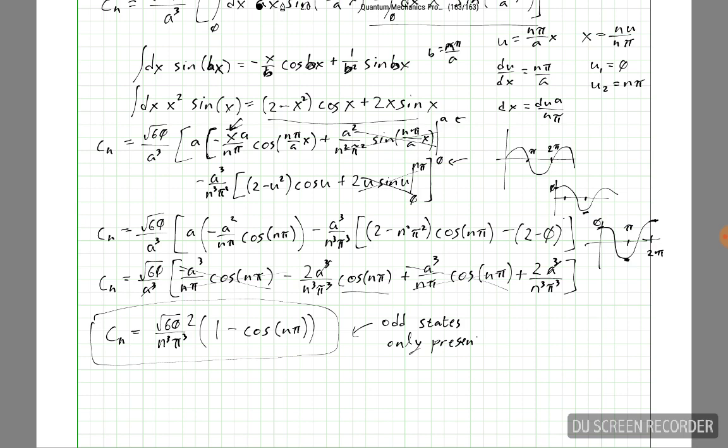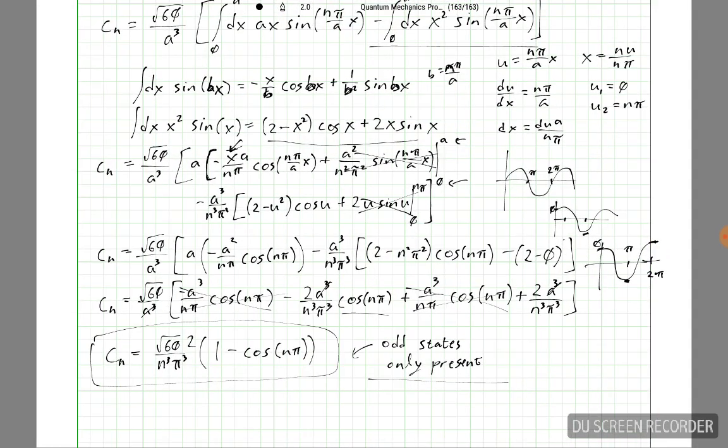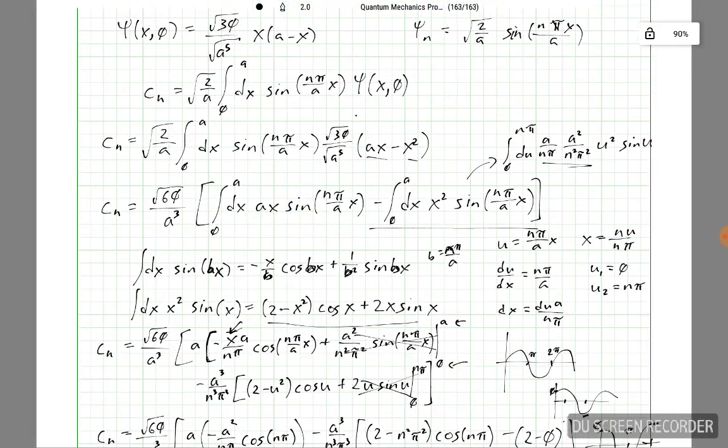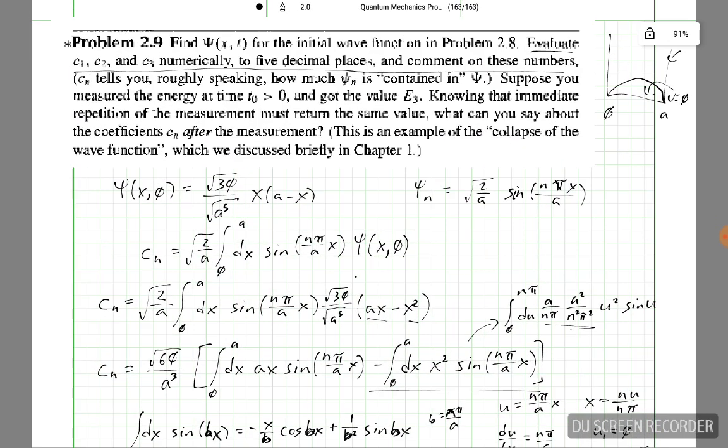So only the odd states are present, which is kind of fun. That's a really cute result, actually. Then I think I wrote these down in my notes. Typically, I don't do numerical results because I'm not really too into numerical solutions. I usually only stick with analytical. Certainly people who are better than me can do more complex numerical solutions, but this is pretty simple.